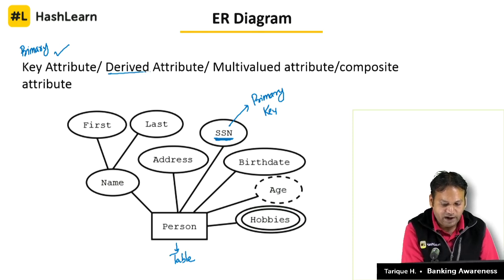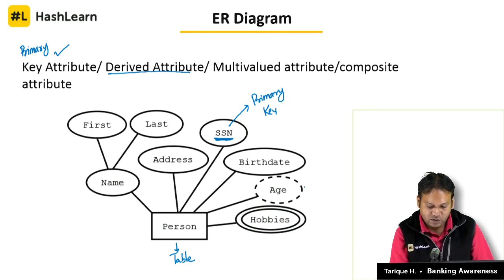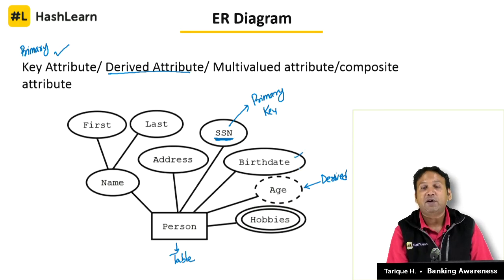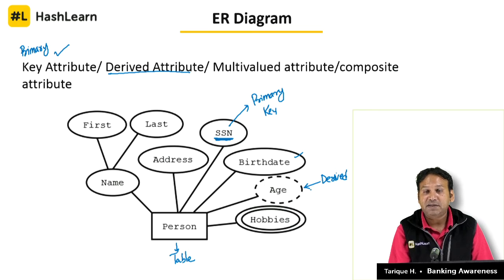So what is a derived attribute? A derived attribute is shown by this dotted line. This is a derived attribute. That means it is system derived. When you put the birth date, the system can automatically find what your age is right now. Clear? So it's a derived attribute, a system generated attribute. You don't have to type it.